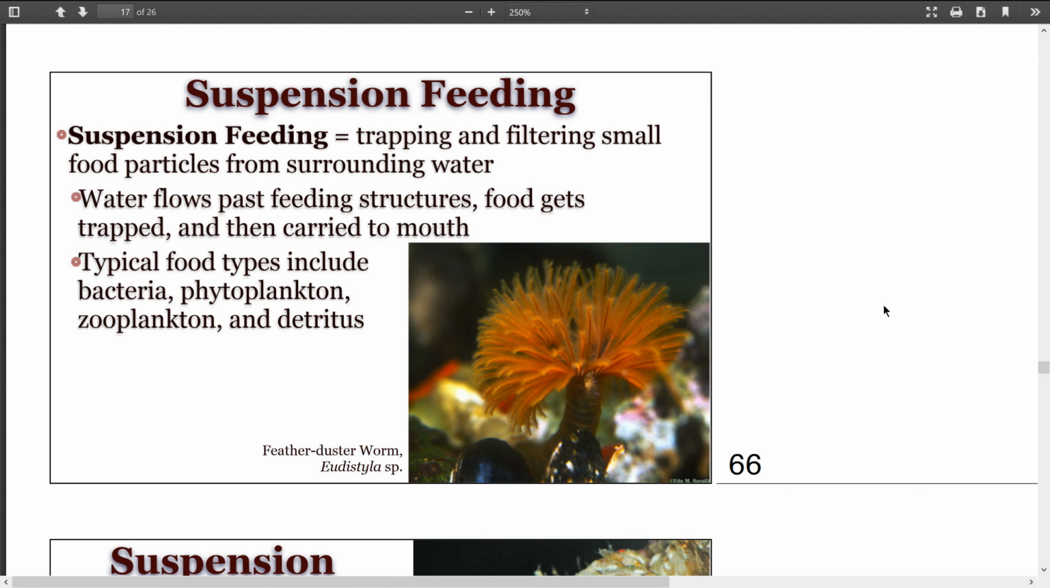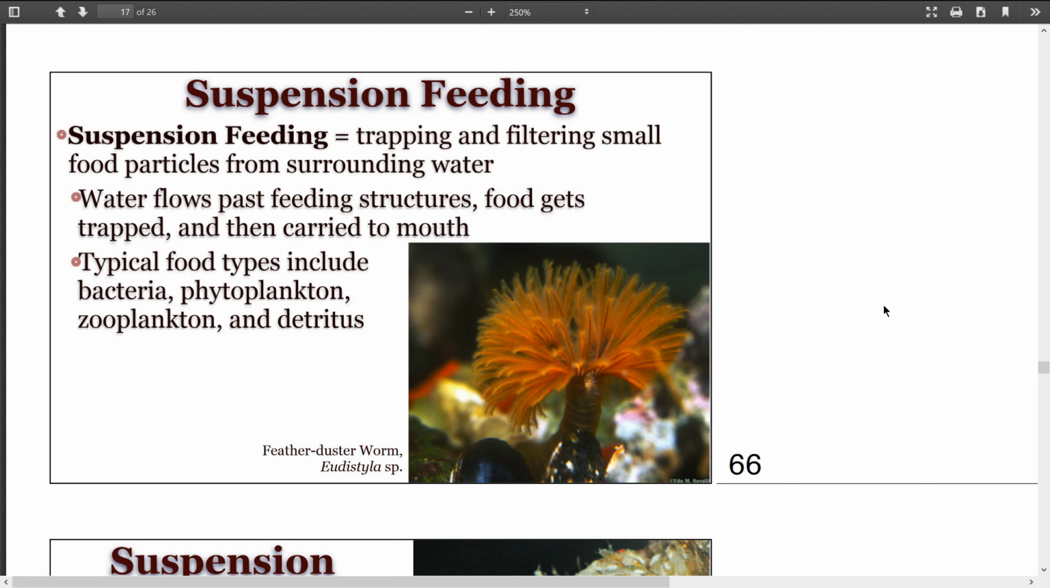For example, this feather duster worm here has a bunch of tentacles. It lives in a tube. It has a bunch of tentacles with lots of fine little branches. As water currents flow past it, little food particles get stuck in those tentacles, and it draws them in towards its mouth. So it relies on a movement of water past the feeding structure in order to capture food.